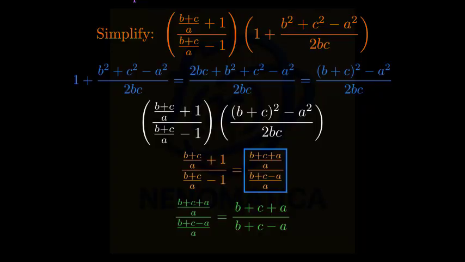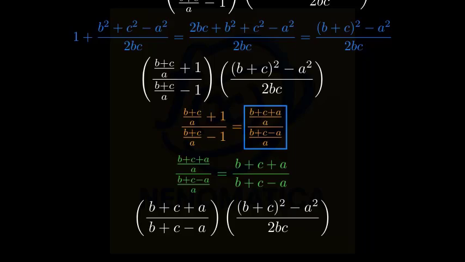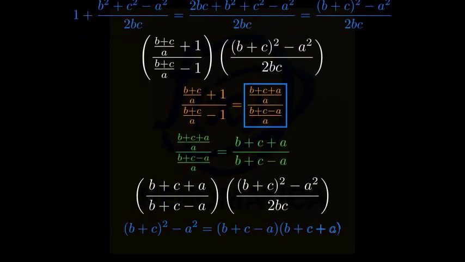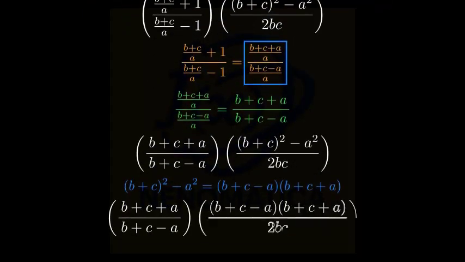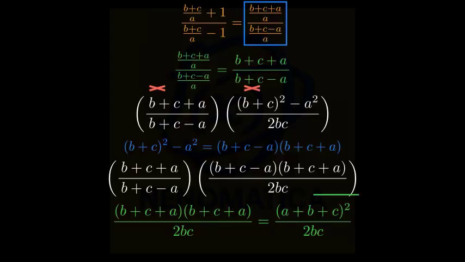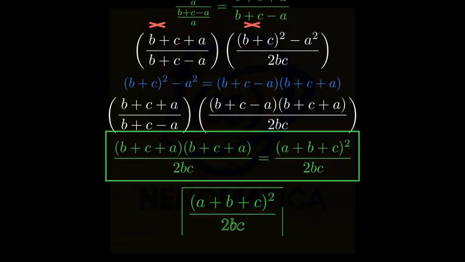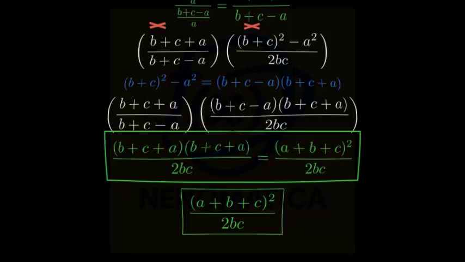Step 4. Recognize the difference of squares. The quantity b plus c squared minus a squared factors into b plus c minus a times b plus c plus a. Therefore, the product becomes b plus c plus a over b plus c minus a, times b plus c minus a times b plus c plus a, all over 2bc. The common factor b plus c minus a cancels. Therefore, the simplified result is the square of a plus b plus c divided by 2bc.